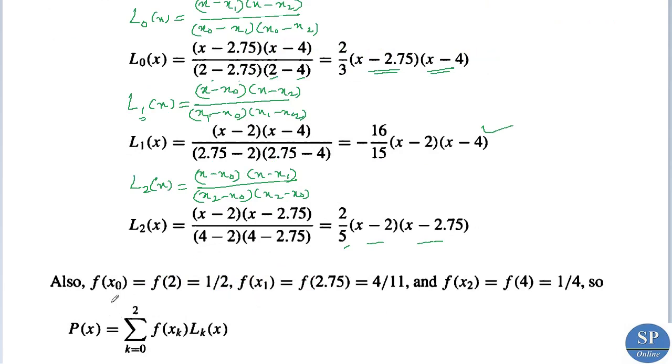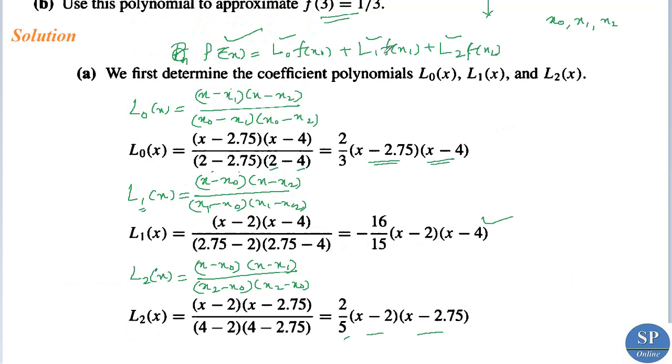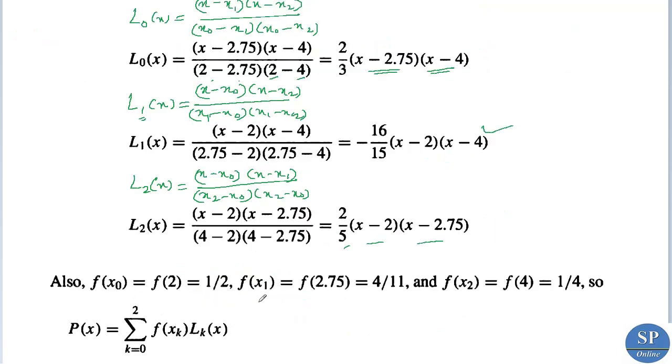That is, for that we need to find f of x0, f of x1 and f of x2. So we know f of x is equal to 1 by x. So f of x0 is equal to f of 2, because x0 equal to 2. So this is equal to 1 by 2. f of x1 is equal to 1 by x1, that is f of 2.75, that is 1 by 2.75, this is 4 by 11.